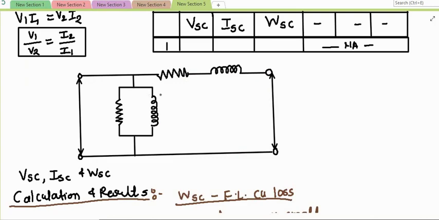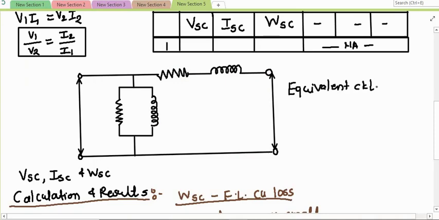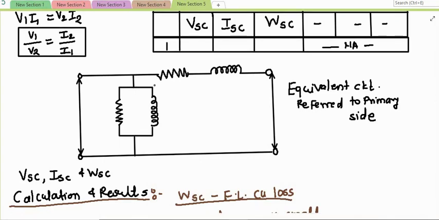Now let us see the equivalent circuit referred to the primary side. So this is the equivalent circuit referred to primary side. Now how will it get modified for the short circuit test? Students, the equivalent circuit of the transformer referred to primary side under short circuit will get modified. The applied voltage is very, very small. This is your VSC. So the applied voltage is very small under short circuit condition.